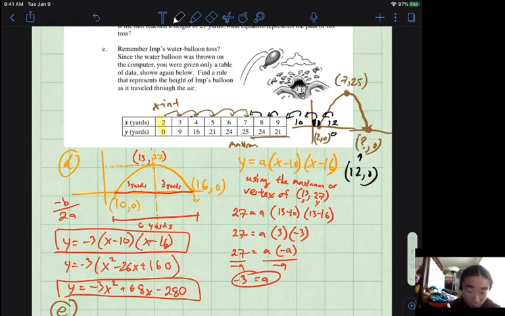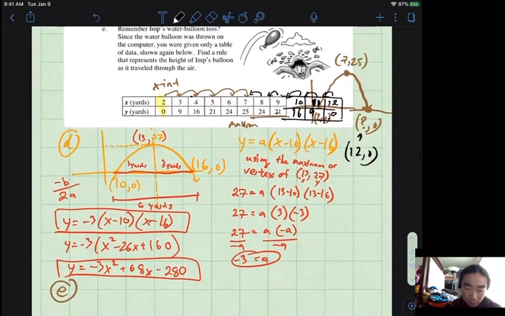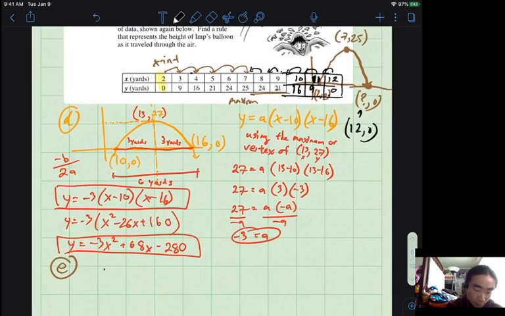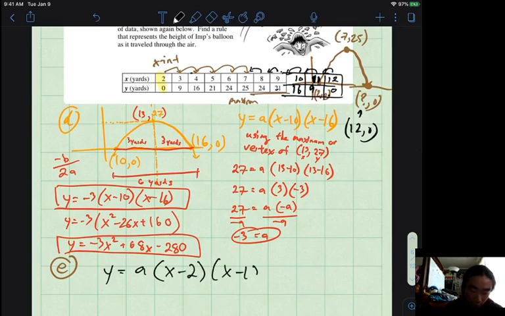And we can even figure out what these coordinates would be. After 21 comes 16, then it falls back down to 9, then it goes back down to 0. So I'm extending my table. And now we have our two x-intercepts, making use of symmetry. So we can set it up: y equals a, and in factored form, there's our first x-intercept, here's our second x-intercept.